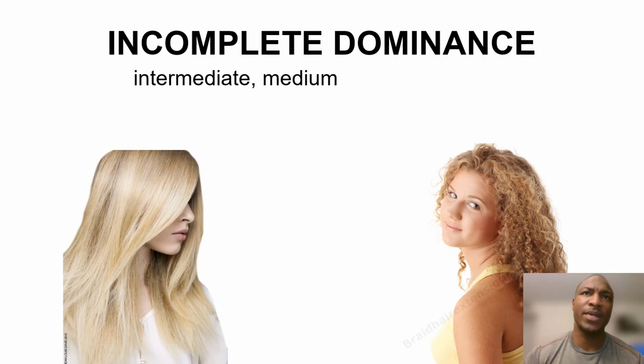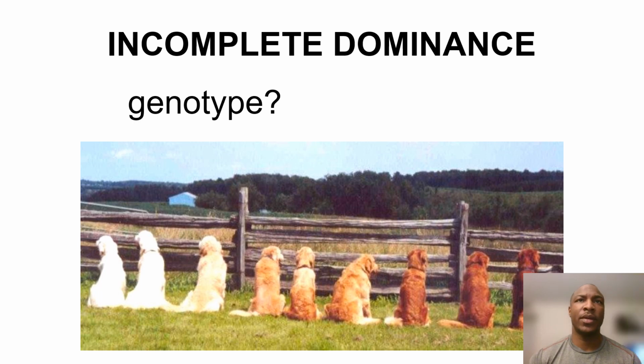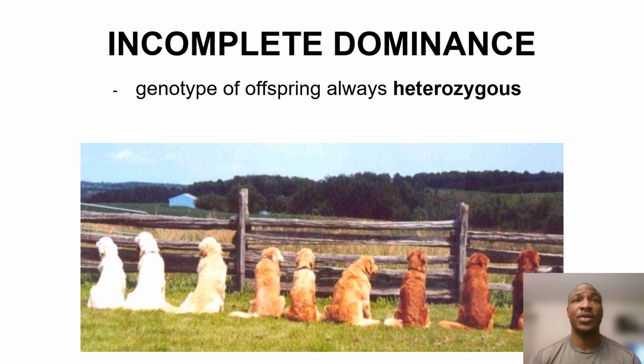So incomplete is an intermediate medium. They're always going to be hybrids, right? Because they always are a mixture between two different traits. And so incomplete dominance, where do you find that genotype? It's going to be heterozygous. So make sure you write that down.